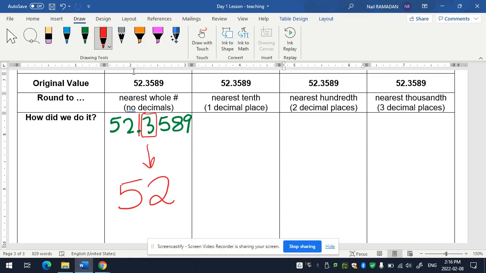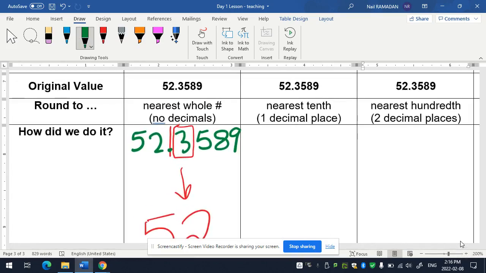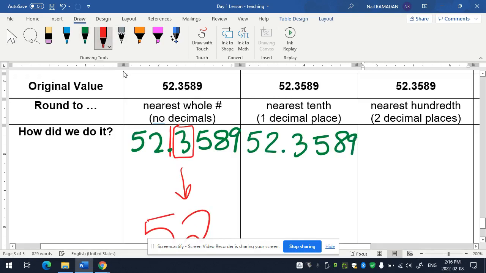Okay. How many decimals are you allowed to show now? 1. Hey, where do you move your line? 1 extra step. It's like a scanner now. It just keeps moving forward for every question. So let me zoom in. Yep. So 52.3589. Okay. Put your line right here.